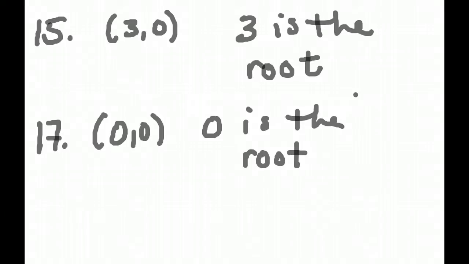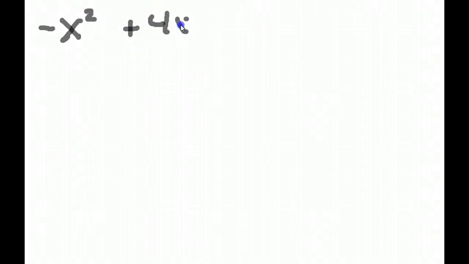All right. And now let's continue on and look at number 21. It says that we have negative x squared plus 4x equals 0. So we need to solve this by graphing it.